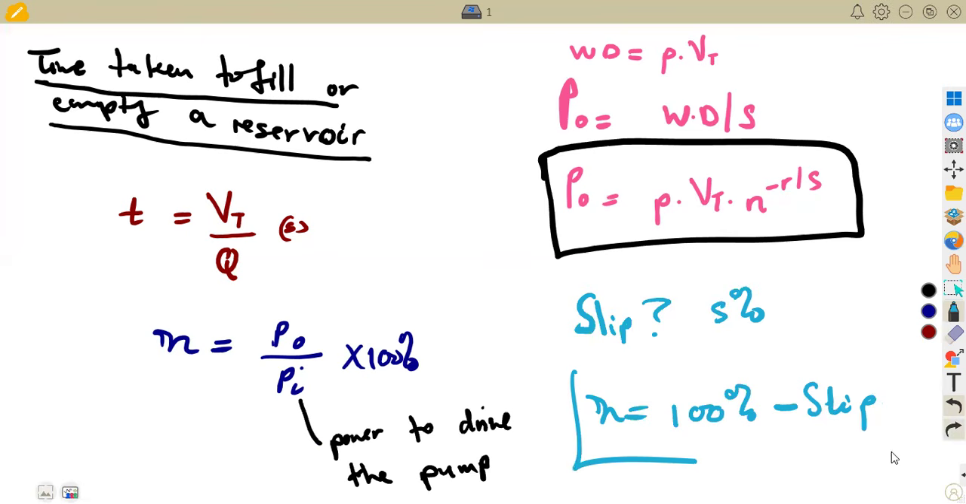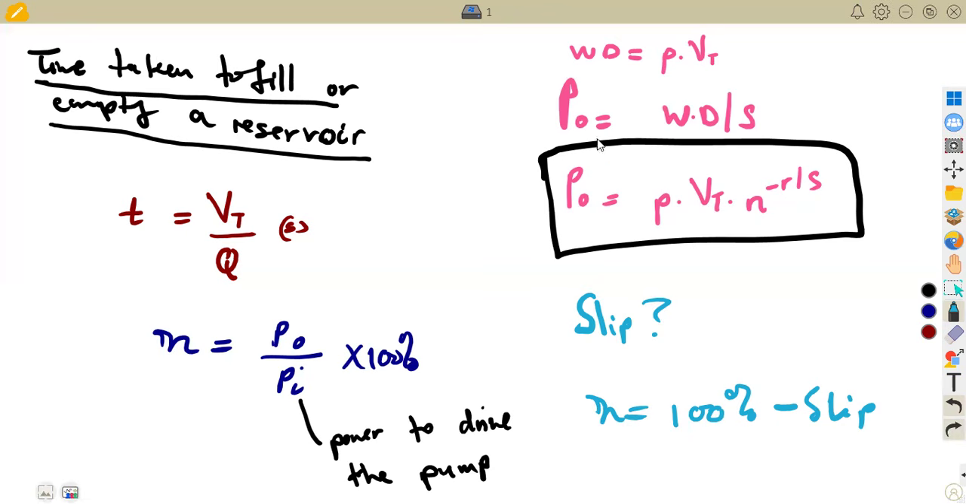That is, we can have efficiency from the slip. All right. That is how we can have this. We said 100% minus the slip, which is the percentage slip in this case. So this gives us efficiency, meaning we can use this in favor of what we want. We can make whatever we want the subject. So, guys, with these formulas, you can be able to calculate whatever you want.